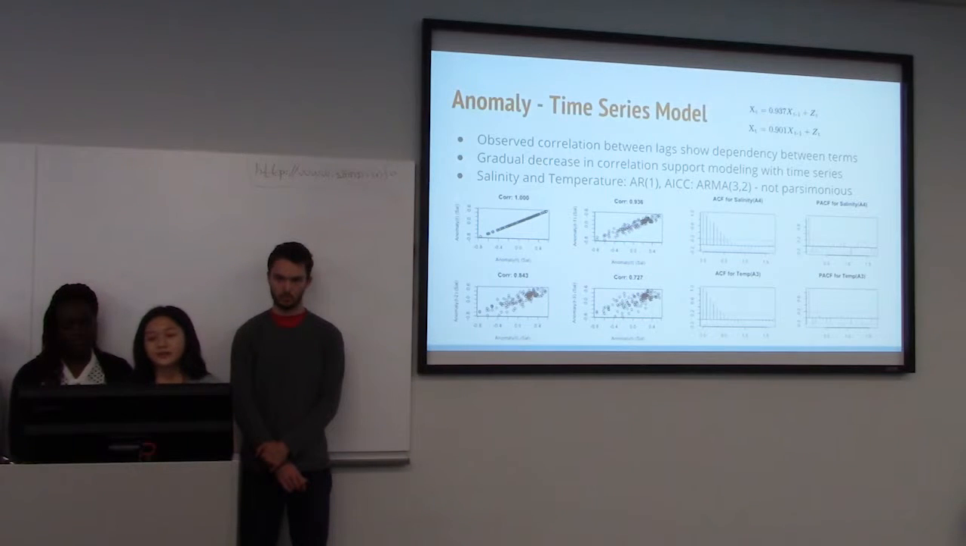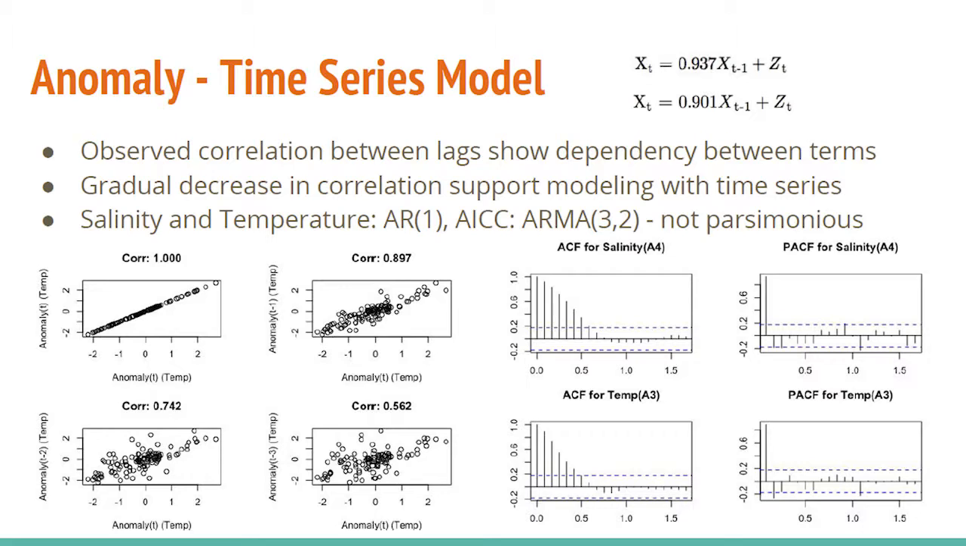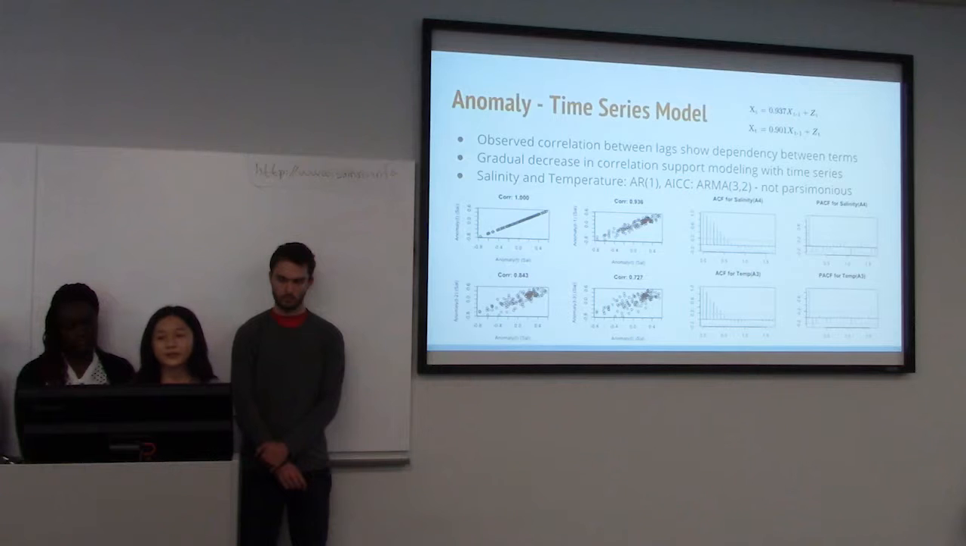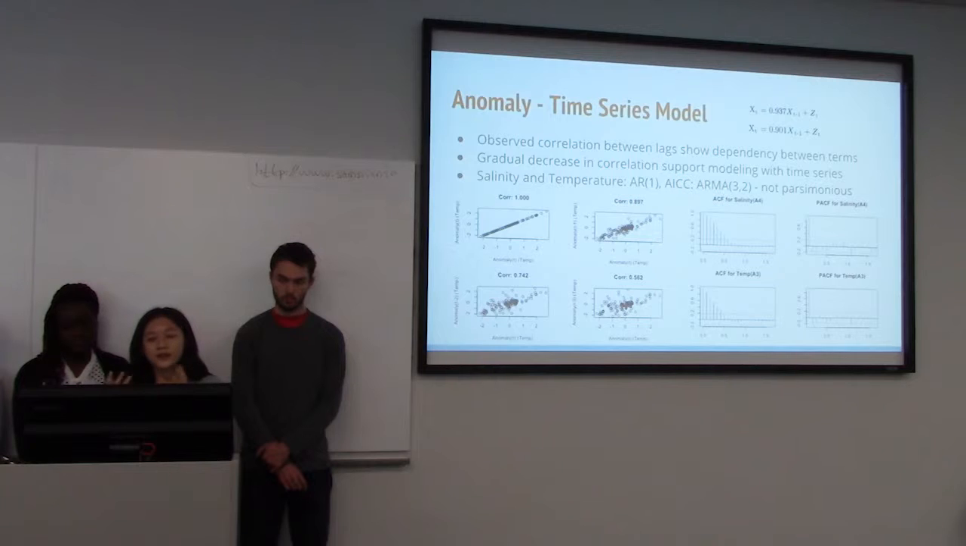You can see here, the top one is for salinity and the bottom one is for temperature, and we see it through the similarity with the first time lag correlation. It's very similar. And so we can say that for this, the month correlates with the previous month, and Z_t is the additional weather, the additional natural events.